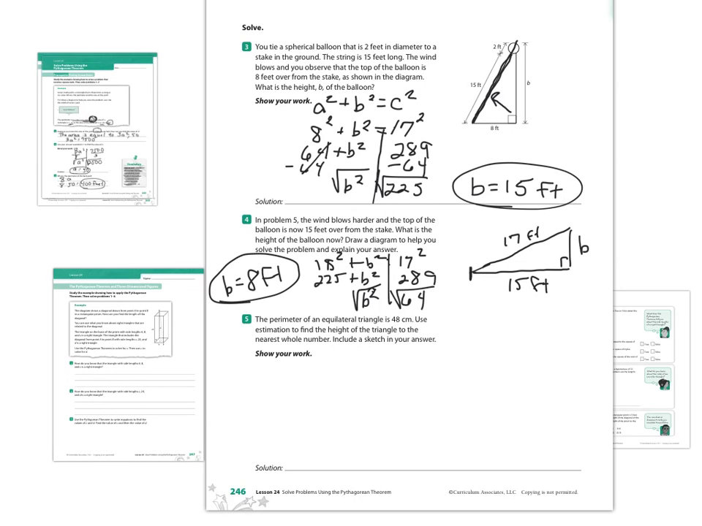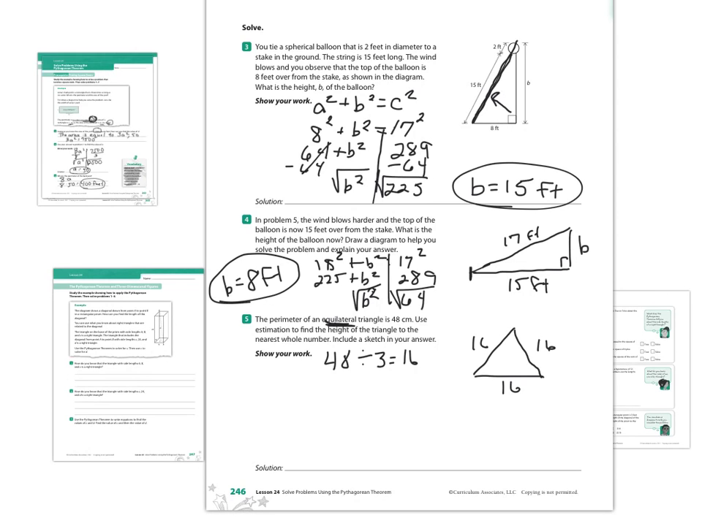Number 5, the perimeter of an equilateral triangle. Critical part here, equilateral triangle is 48 centimeters. Use estimation and find the height of the triangle to the nearest whole number. Include a sketch in your answer. So I'm going to start by drawing, to the best of my ability, an equilateral triangle. Beautiful. Okay, equilateral means all three sides are the same length. Well, if the total perimeter is 48, then the length of each side would be 48 divided by 3, which is 16. So each one of these sides on this equilateral triangle is 16 centimeters.